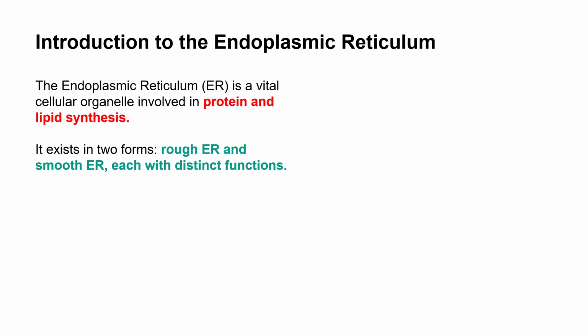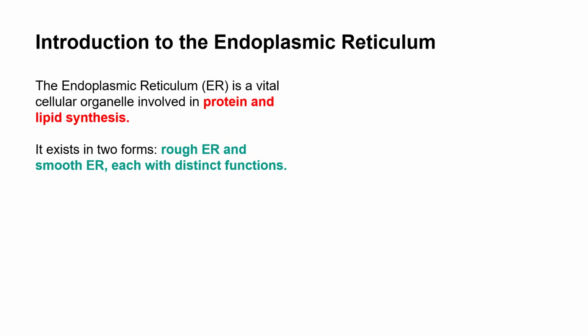And very importantly, the endoplasmic reticulum is of two types. It exists in two forms: rough endoplasmic reticulum and smooth endoplasmic reticulum. These two different forms have distinct functions, meaning they do not serve the same function in a cell. So in this video, we are going to look at the different functions of these two forms of endoplasmic reticulum.